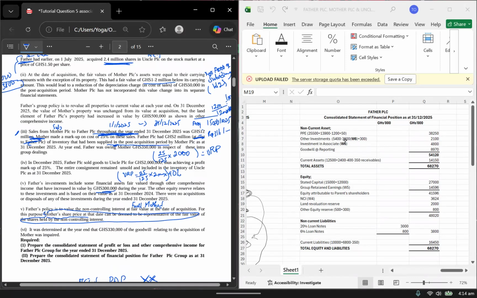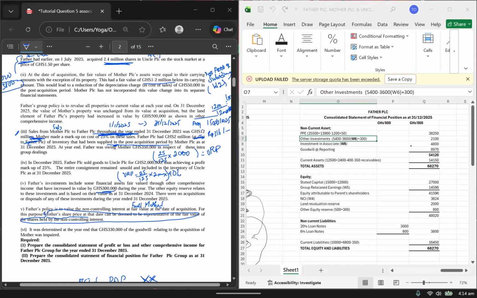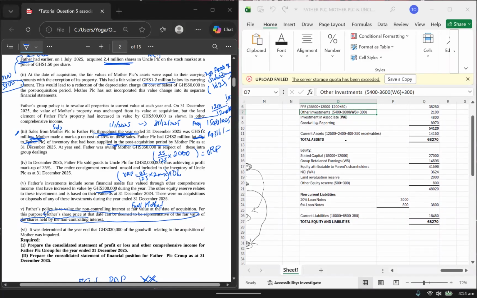Okay, so you subtract it from the 3,600. That's the initial investment in associates, the consideration that we paid. You subtract it from here, then you bring it here. All right, and then goodwill at reporting, we've less the impairment already. Then current assets.